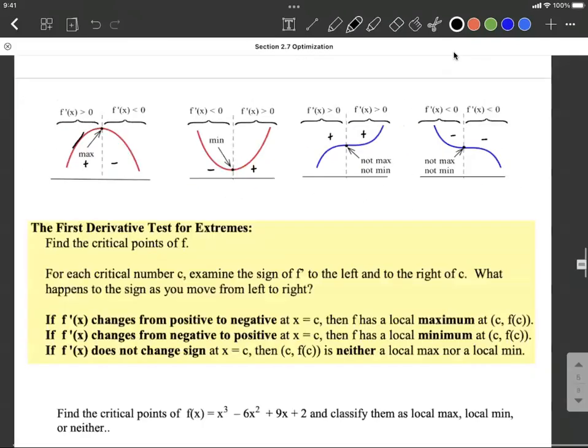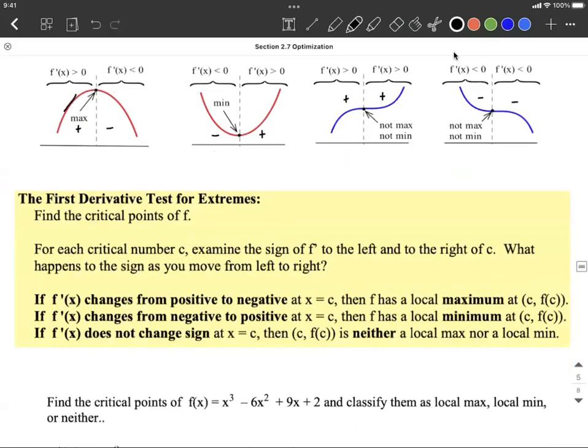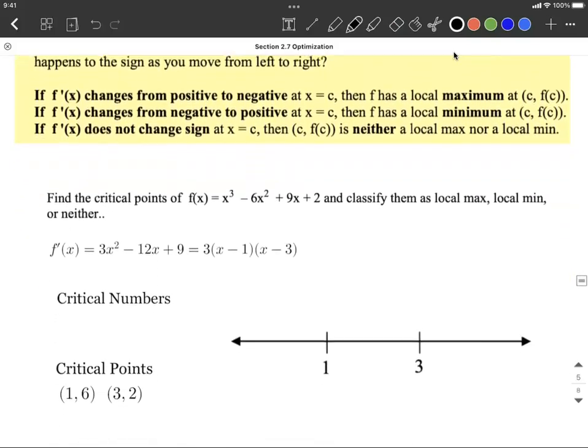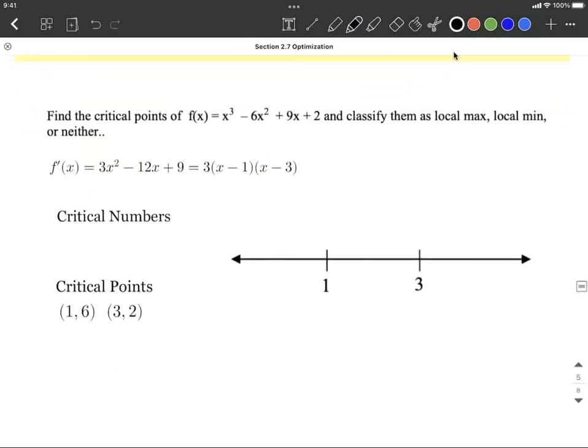All right, so this brings up the first derivative test for extremes. Basically how you do this is you take the first derivative, you figure out when it's either equal to 0 or undefined. We call those critical values or critical numbers. Then we set those on a number line and test whether the sign changes of the first derivative. So let's jump into an example.